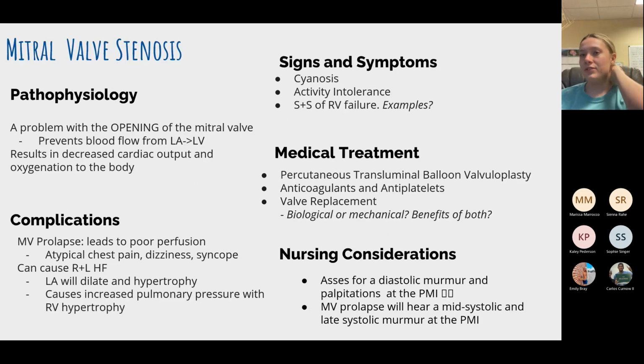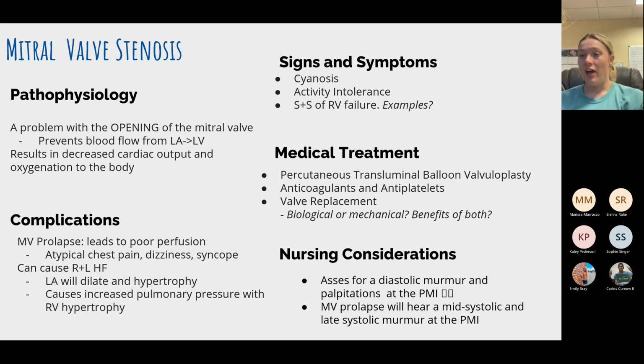Talking about mitral valve stenosis, we really are going to have an issue with our mitral valve, which is in the middle of the left side of the heart. What can we do for mitral valve stenosis, or really any valve issue? We can actually do some valve replacements. There's two options for a valve replacement. You have your biological and you have your mechanical valve. So what are some benefits of both? Just go ahead and review that.